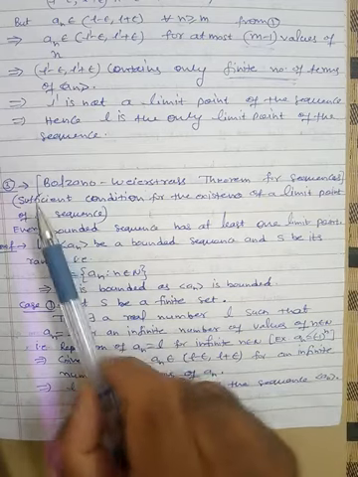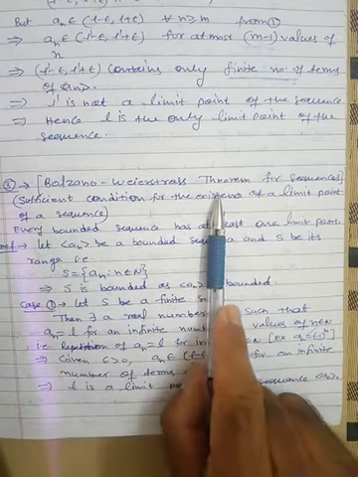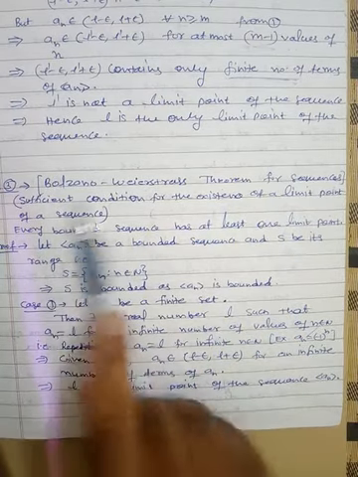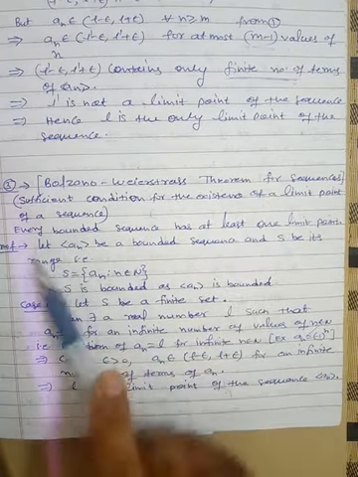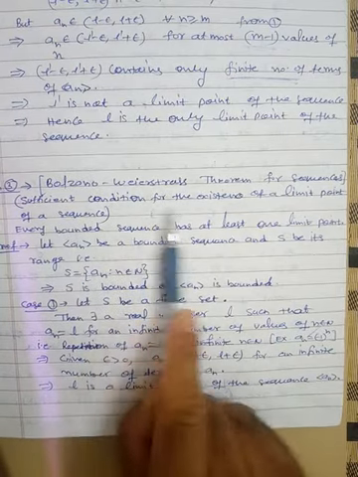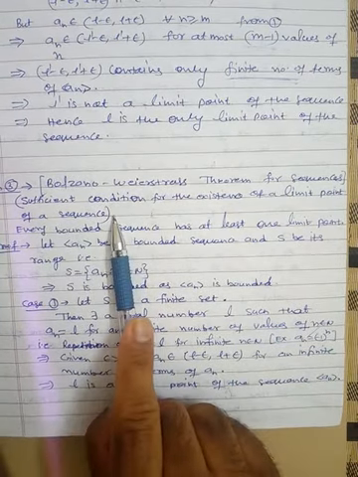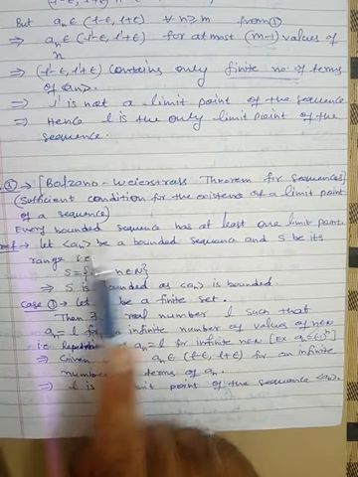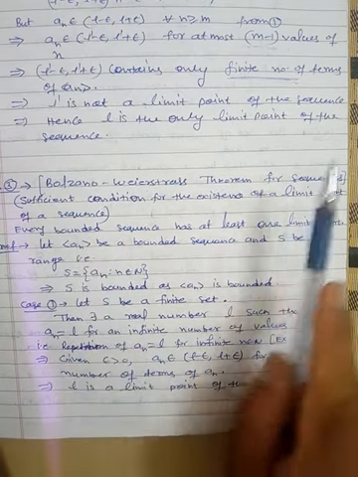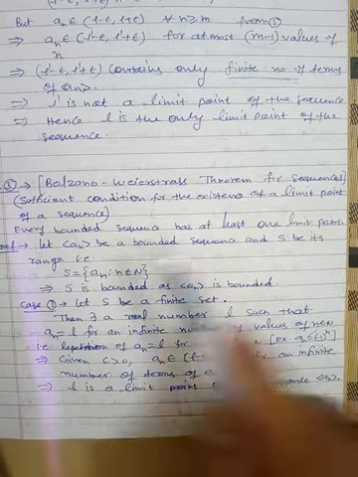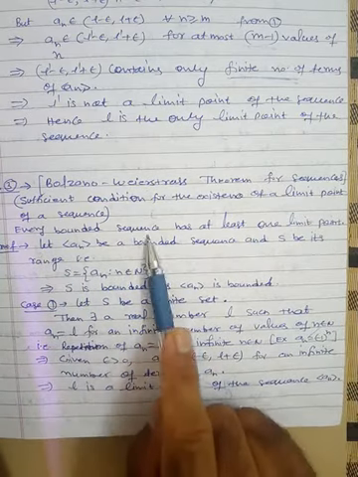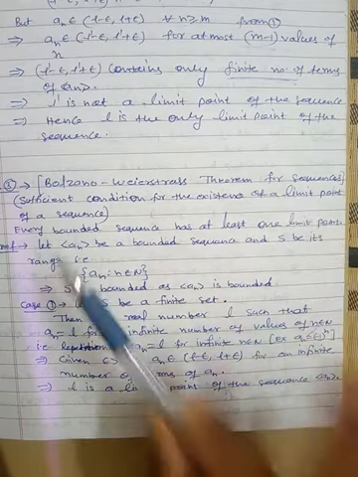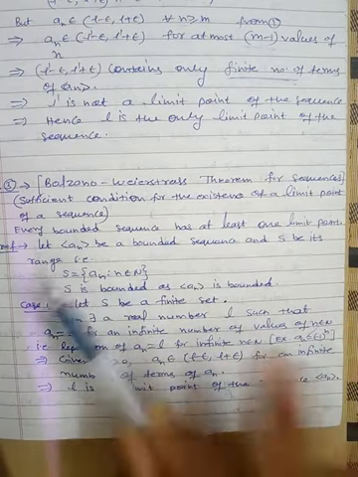Dear students, I am going to prove the Bolzano-Weierstrass theorem for sequences in this video. Now this theorem is actually a sufficient condition for the existence of a limit point. If this condition holds, then you can easily say that there is a limit point of the sequence. What is the condition? Every bounded sequence has at least one limit point. That means if the sequence is bounded, then definitely there will be a limit point.